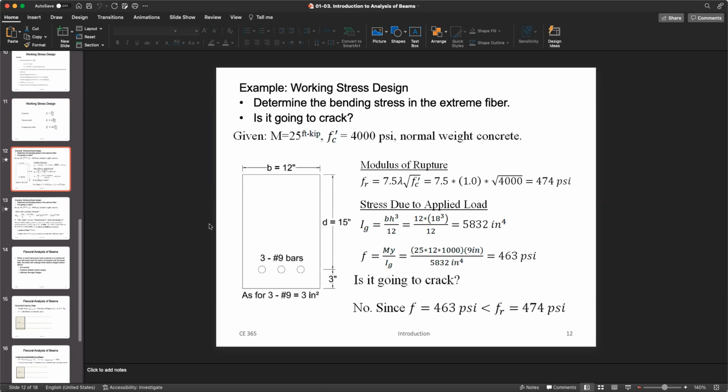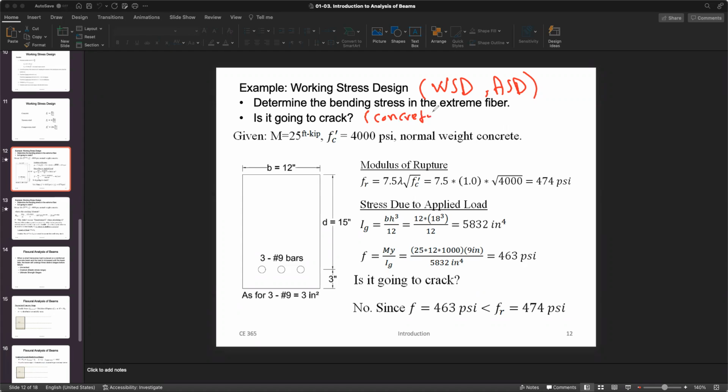It says determine. So again, we are working on this WSD or ASD method, allowable stress design, working stress design, same thing. It says determine the bearing stress in extreme fiber. Is it going to crack? Is the concrete going to crack? It's talking about the concrete. All right. It is this moment, it is the applied moment.